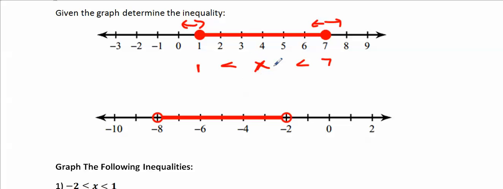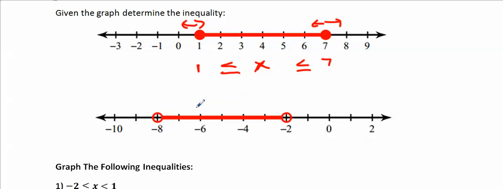Okay, now I've got my solution here in the middle. My circles are filled in, which means those are also included, so I have to add the equal sign underneath. So it's 1 is less than or equal to x, and x is less than or equal to 7. Alright, so pause the video real quick and see if you can try the second one.